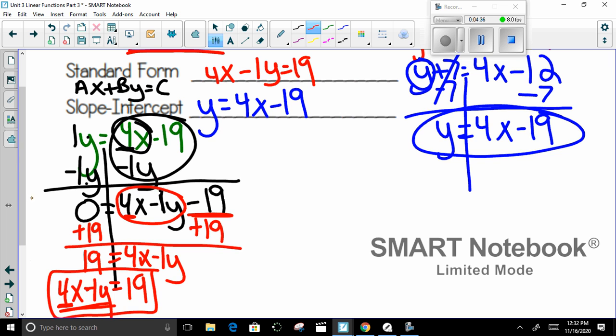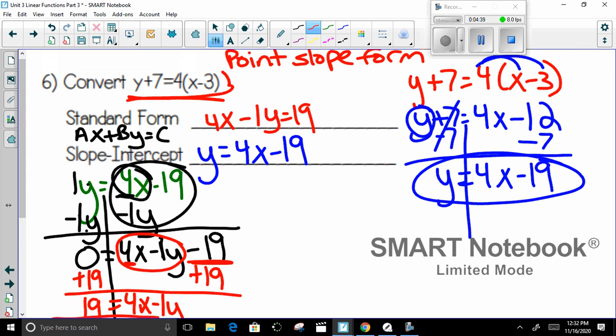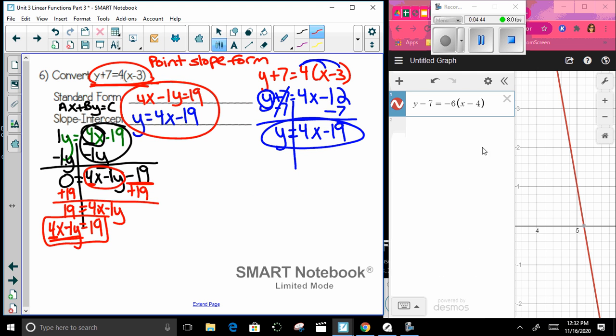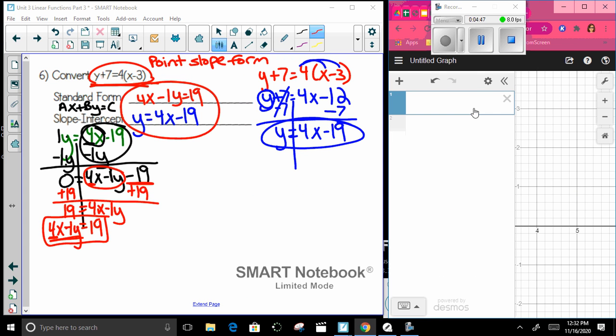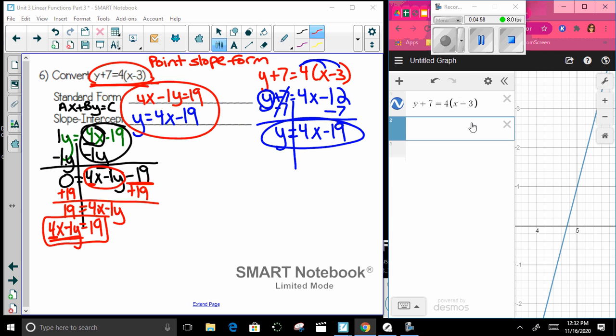I'm going to show you something cool here. So now I have it in three different forms, all three of these. They all mean the same thing, they're just in different forms. So if I go to my Desmos calculator, the very first one is my point slope. There's that. The second one I'll put in is my standard. And I should only see one line because they're all the same thing. The third one I'm going to put in is my slope-intercept. And still, I should only see one line because they're all the same.